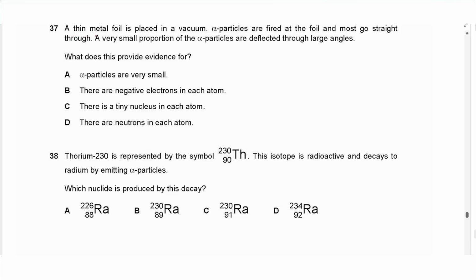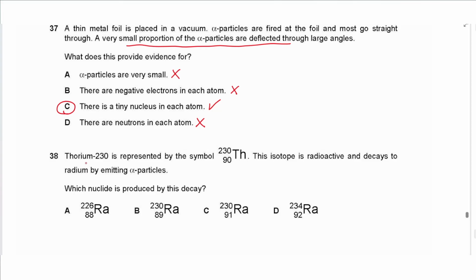Question 37 says a thin metal foil is placed in a vacuum. Alpha particles are fired at the foil and most go straight through. A very small portion of the alpha particles are deflected through large angles. What does this provide evidence for? Alpha particles are very small. That's not part of the conclusions of the experiment. There are negative electrons. That was not in the conclusions of the experiment. There is a tiny nucleus. Yes. That's why some of the alpha particles got deflected, because they reach the nucleus. There are neutrons that also cannot be determined using these results. So the answer is C.